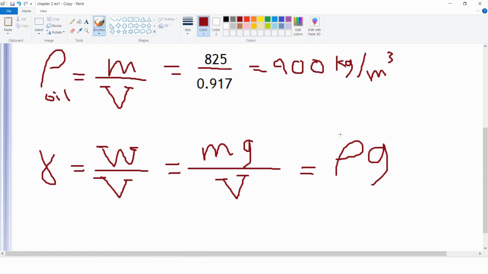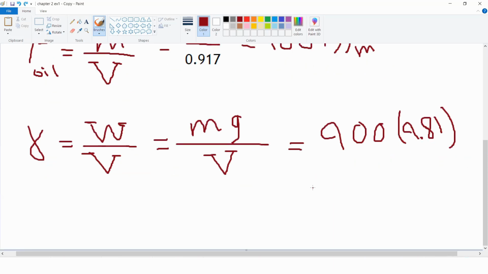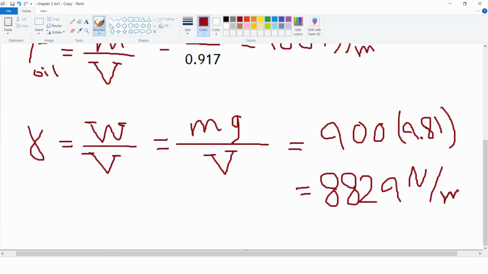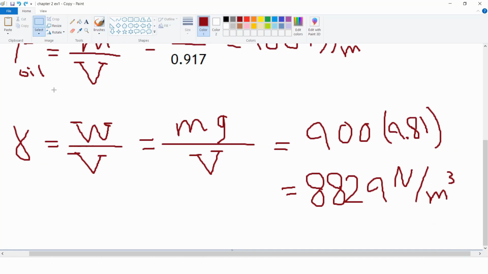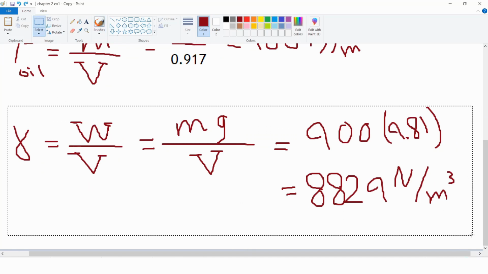Since rho is 900, what we can do is say it's 900 times the gravity, which is 9.81. And that equals 8,829. So this is force, so newtons, divided by meter cubed. All right, so far so good.